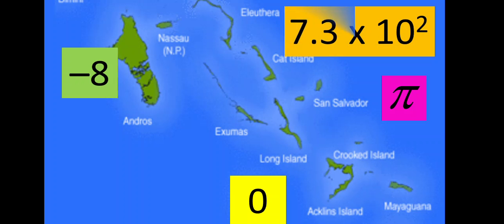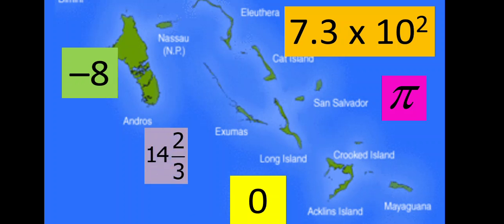Next one is 7.3 times 10 to the second power. The first thing you have to do is figure out what number that is. This is scientific notation. Since your power is positive and it's a 2, you're going to make your number bigger by moving your decimal point to the right. So you should end up with 730. 730 is a natural number, so that belongs to the natural set.